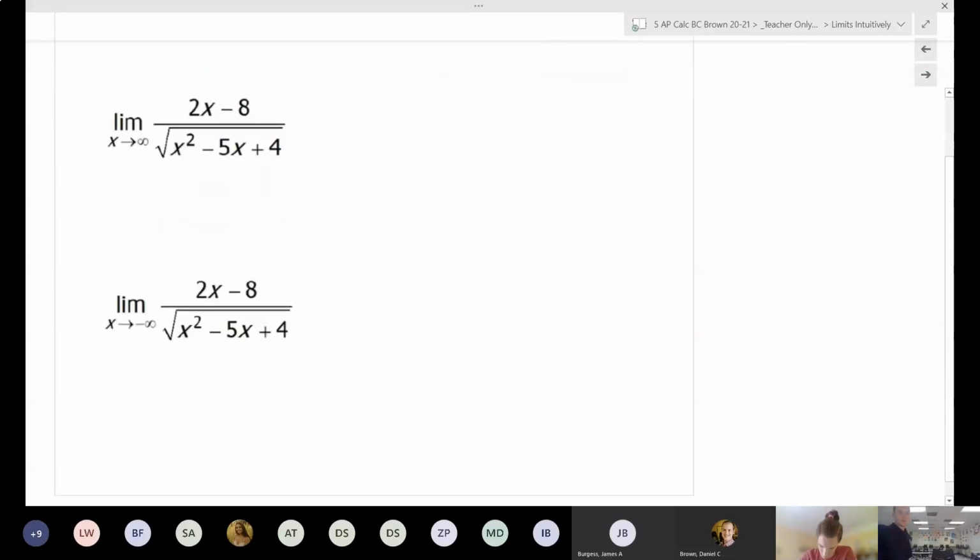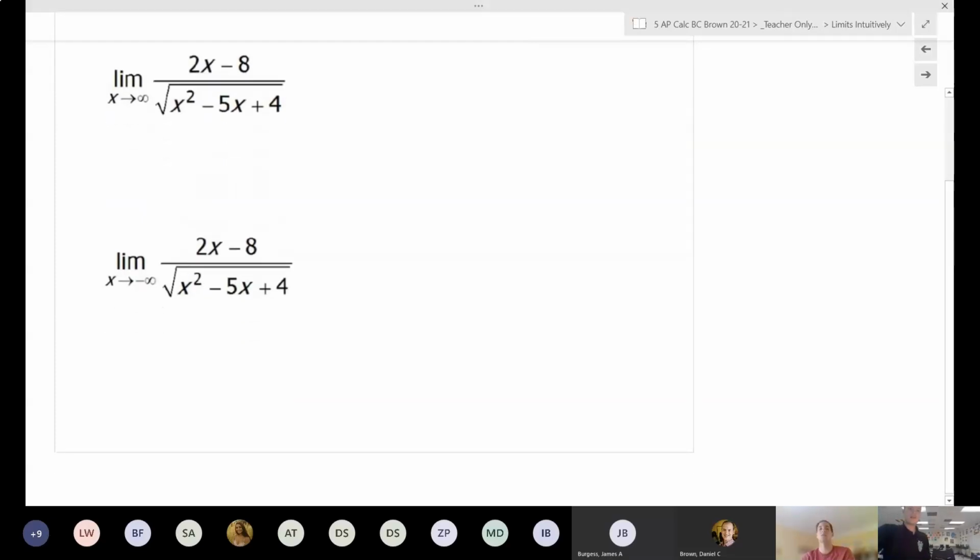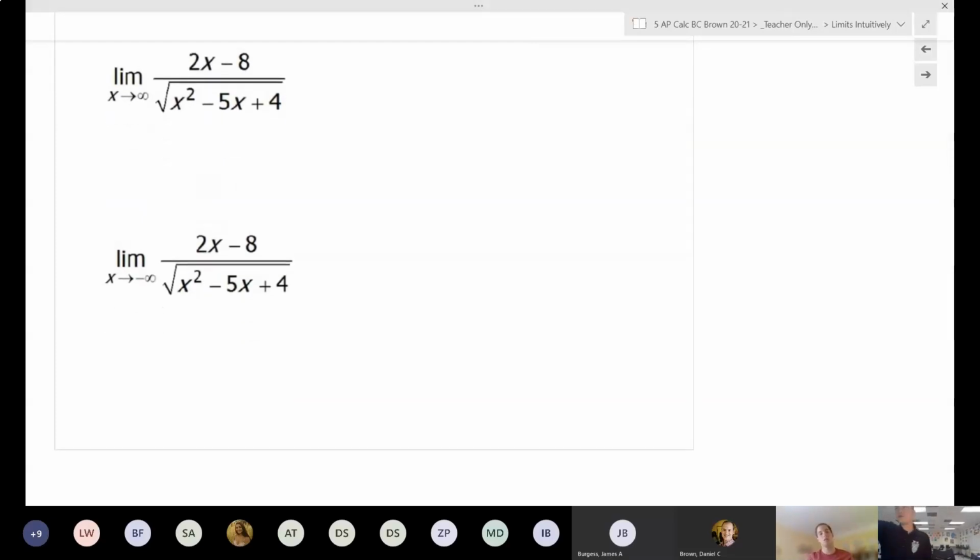So for this one, I have 2 questions, same graph. One is going towards positive infinity, and another one is going towards negative infinity. So when I'm looking at this one, I have the limit as x goes to infinity of 2x minus 8 all over the square root of x squared minus 5x plus 4.